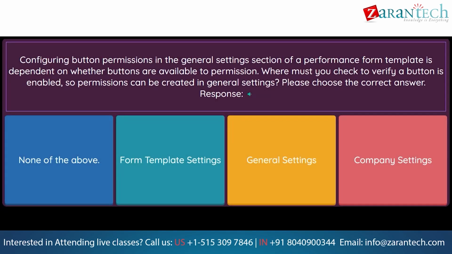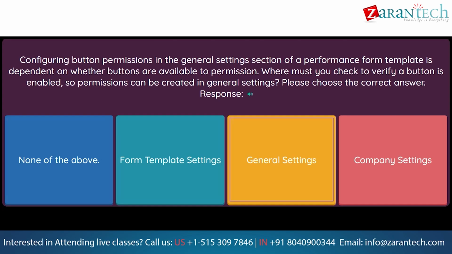Question: configuring button permissions in the General Settings section of a performance form template is dependent on whether buttons are available to permission. Where must you check to verify a button is enabled, so permissions can be created in General Settings? Please choose the correct answer. Response: Option 1 none of the above. Option 2 Form Template Settings. Option 3 General Settings. Option 4 Company Settings.